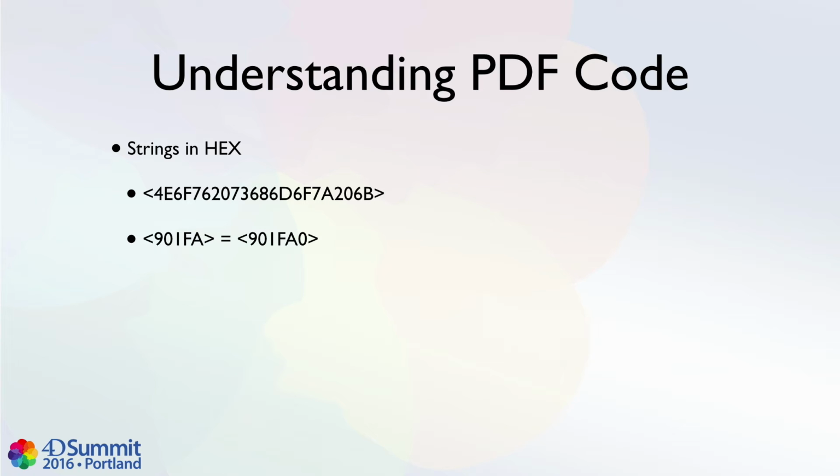So if you look at these two, 901FA, that's 5 digits, so it'll automatically add a 0, and those two numbers are the same. It'll automatically round them out for you. You may or may not ever need to know hexadecimal, but it's there, so that's why we discussed it.